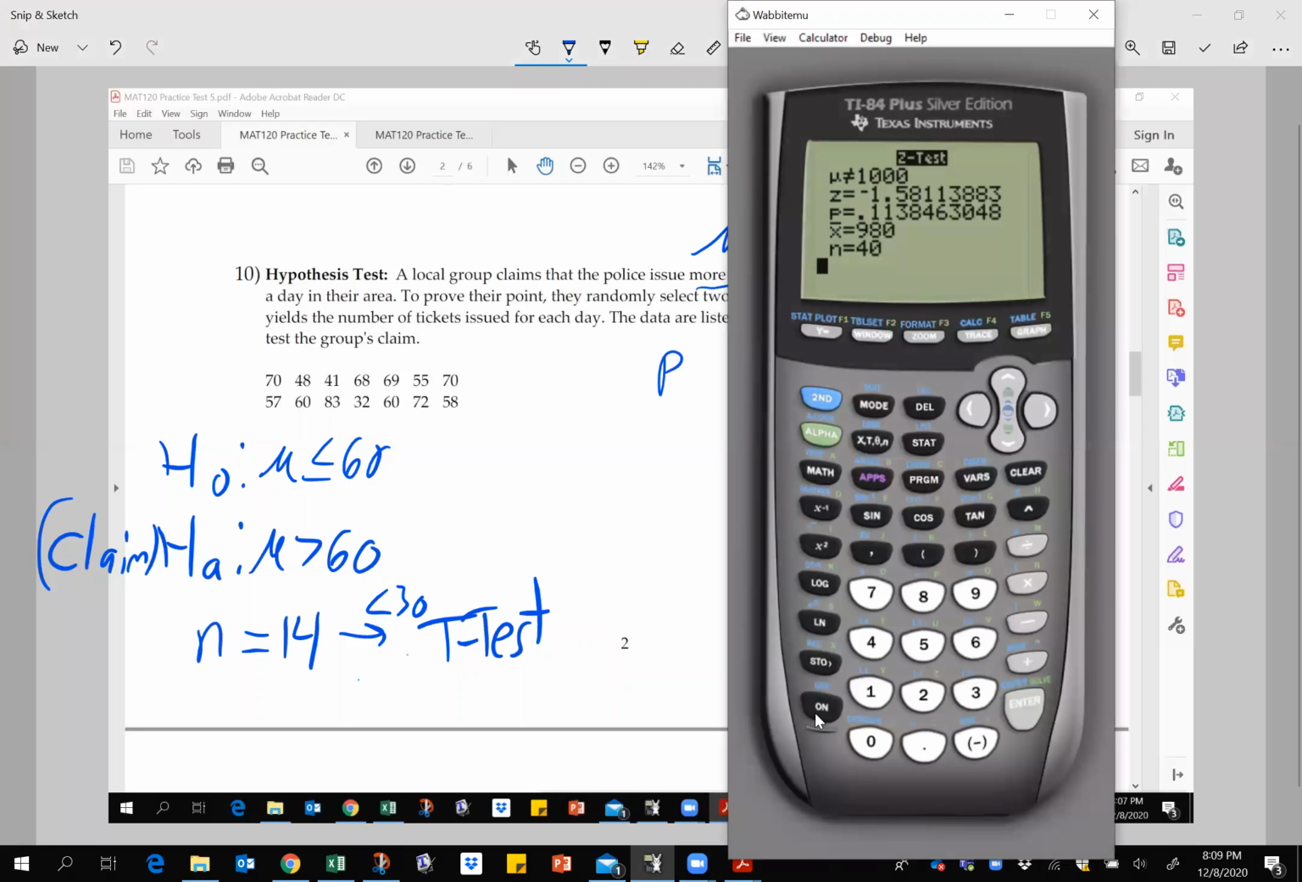So it's important to know why we're using the t-test, because we have a small sample size. The other thing that's different is because we have the raw data, we want to enter it into the calculator. So I'm going to plug in all of these numbers. We have 70, 48. Something happened here, so my apologies. 70, 48, 41. Just get them all in there.